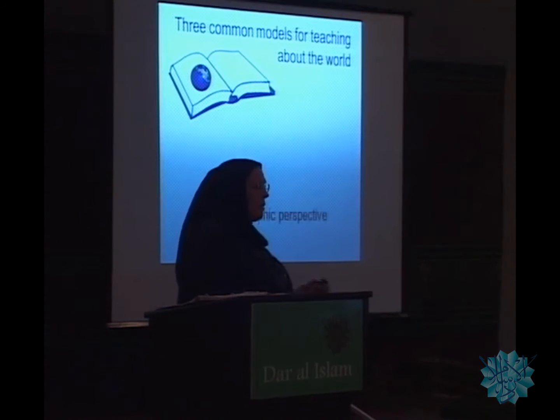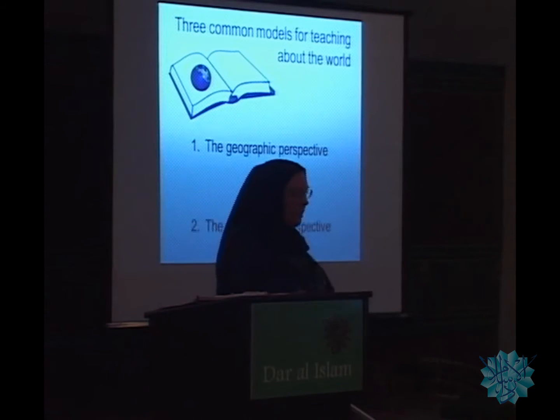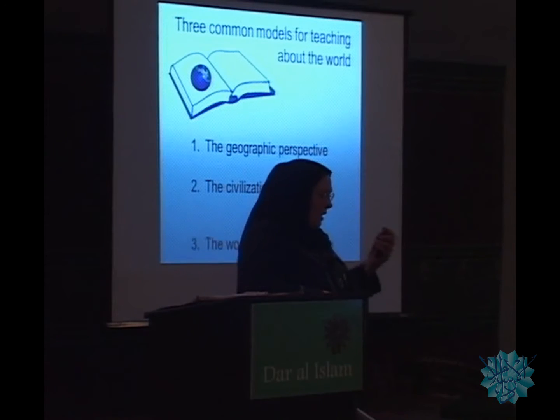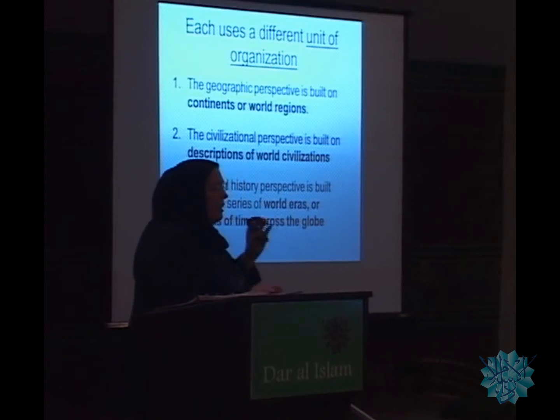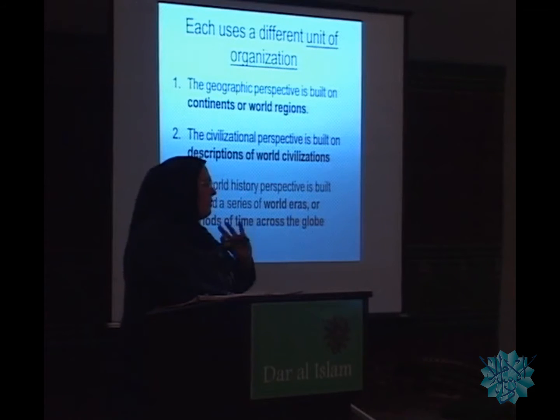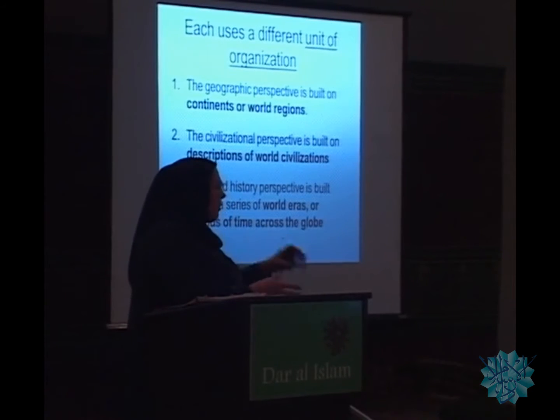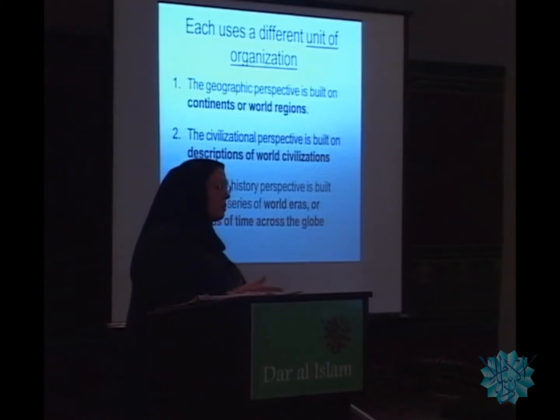So there are basically three common models for teaching about the world that are out there in schools and universities. They have very long heritage, especially the first two. The first is the geographic perspective, the second, the civilizational perspective, and the third is the world history perspective, which is coming up. Now, what we have to understand about this is that each of them uses a different unit of organization. Again, this structural conversation you have not heard out in the press. You don't hear it too much when schools are trying to reform the way they do things, or restructure the curriculum, or bring in the Common Core and align it, or whatever it is. They don't talk about the structure of these courses.